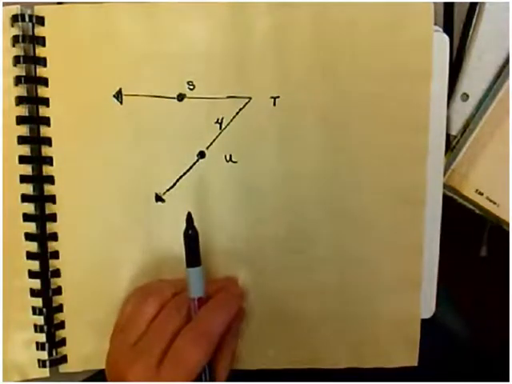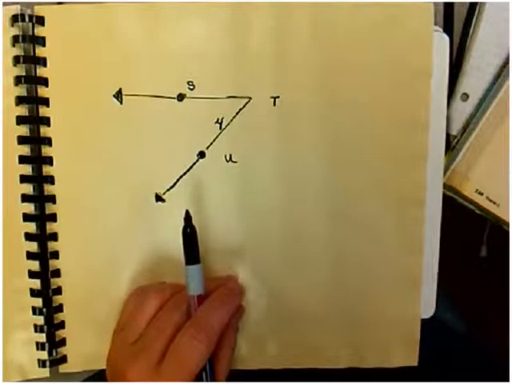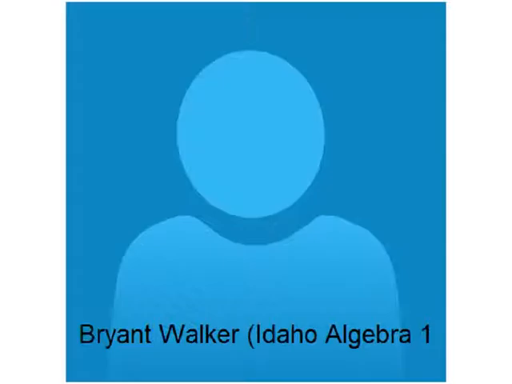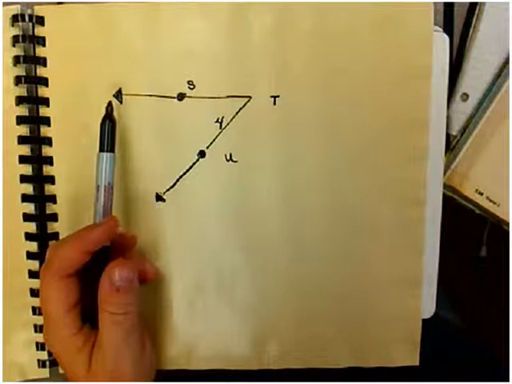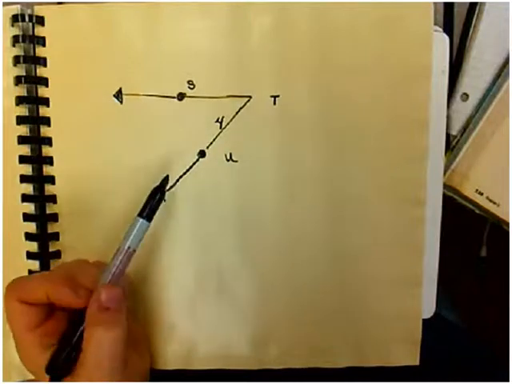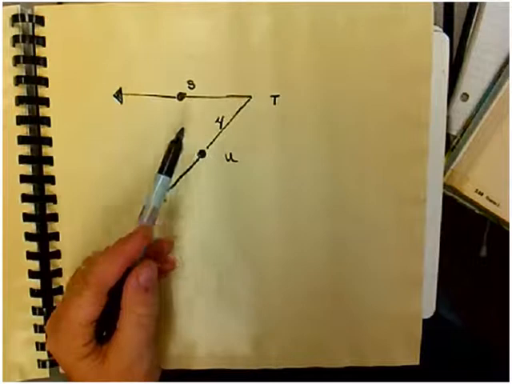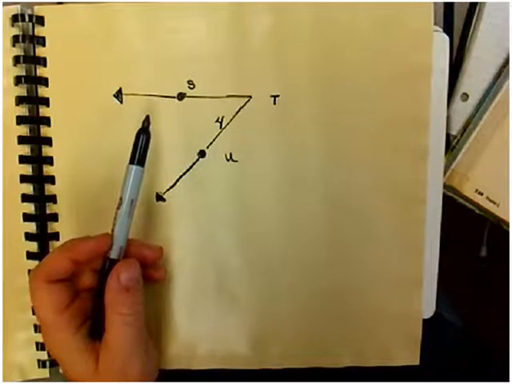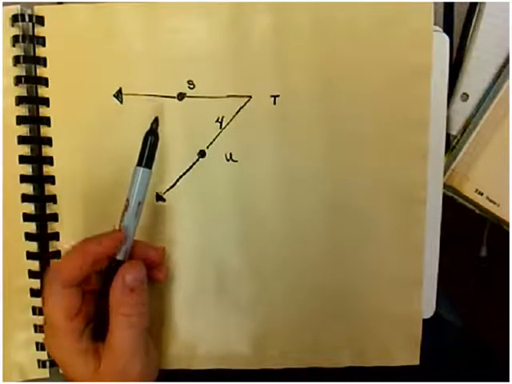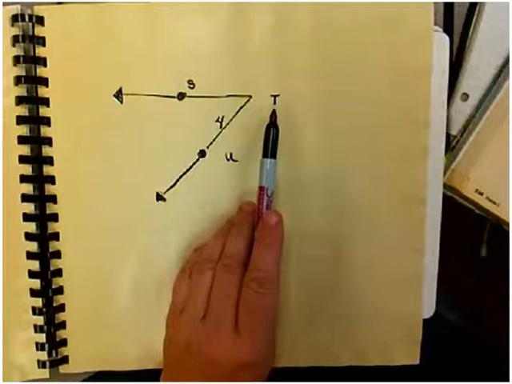All right, 4 different ways. Jessica, first way. Angle 4. Angle 4. All right, Bryant, name another way. Angle T. Good. Angelica. STU. Abby. UTS. Why did you correct yourself? Because that way the vertex goes in the middle.